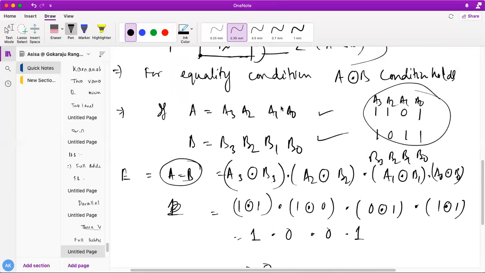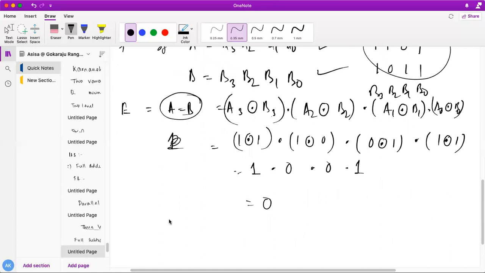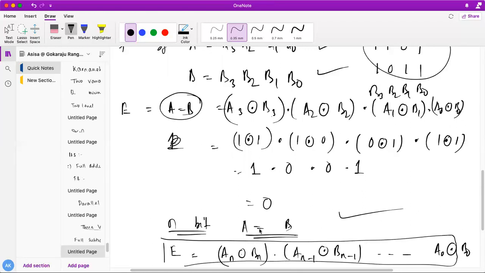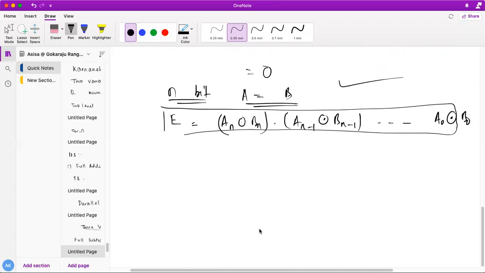So this is the generalized equation. What is a generalized equation? For n number of bits also you can find it out, if A has n bits and B has n bits. How to find out? The equality is nothing else but An XNOR Bn, and An minus 1 XNOR Bn minus 1, like this, and finally A0 XNOR B0. If this condition holds, then we can say that both A and B are equal.